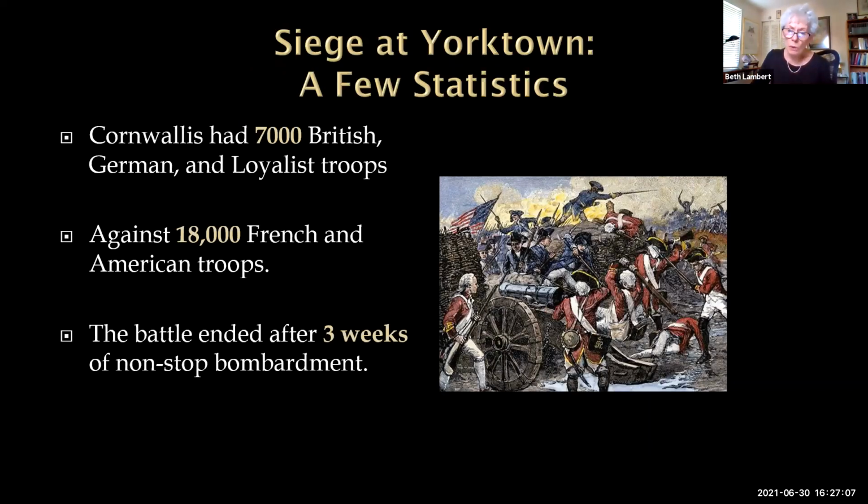The thing most of us don't realize is that Yorktown was a siege. It was not a battle. Cornwallis had 7,000 British, German, and Loyalist troops against 18,000 French and American troops. The battle ended after 3 weeks of nonstop bombardment. So this was not a quick and easy win, and the British were vastly outnumbered.